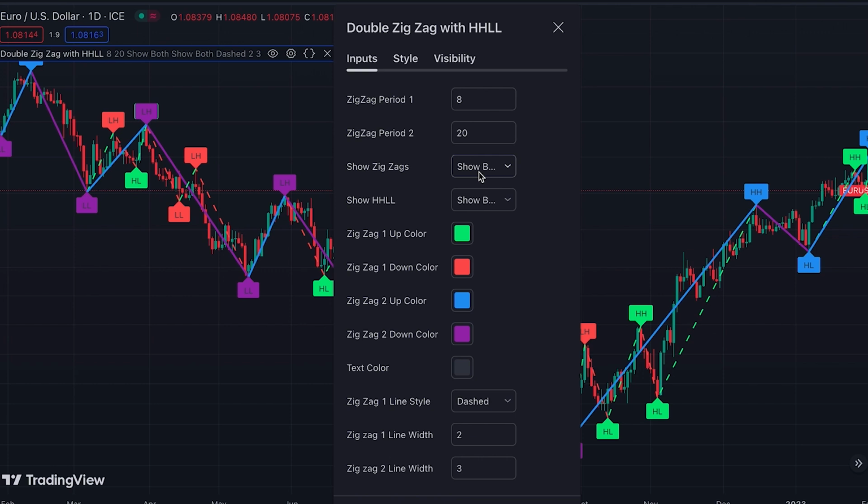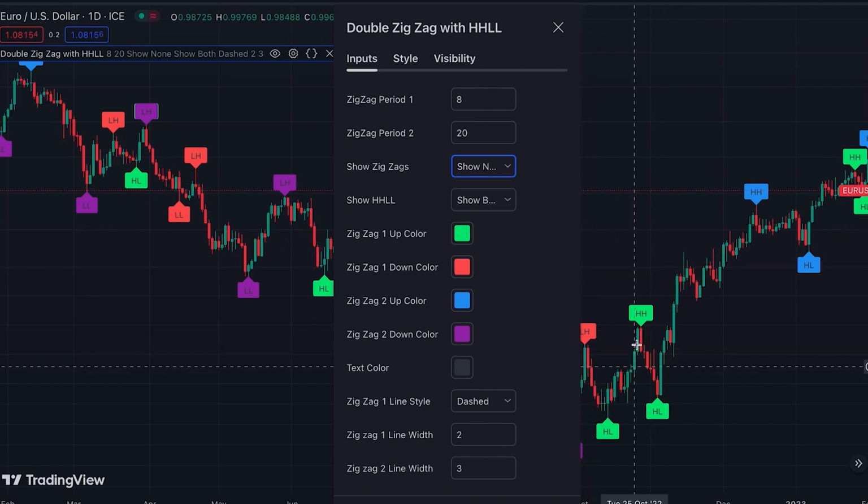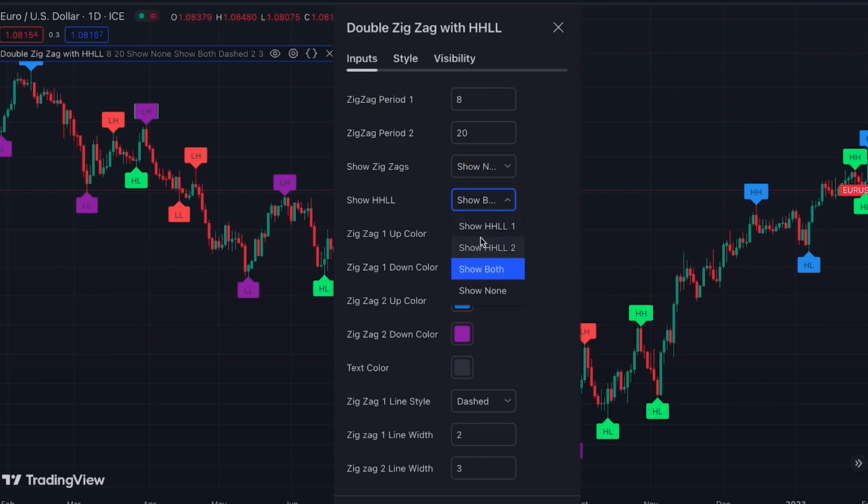Here in this part, you have full control over what is shown on the chart. For example, you can have only zigzag 1, which is the shorter one, or only zigzag 2, or both of them, which is the default setting, or none of them, so no zigzag line will be shown on the chart. And here you can decide on showing HHLL only for the shorter zigzag, or only for the longer zigzag, for both of them, or for none of them.